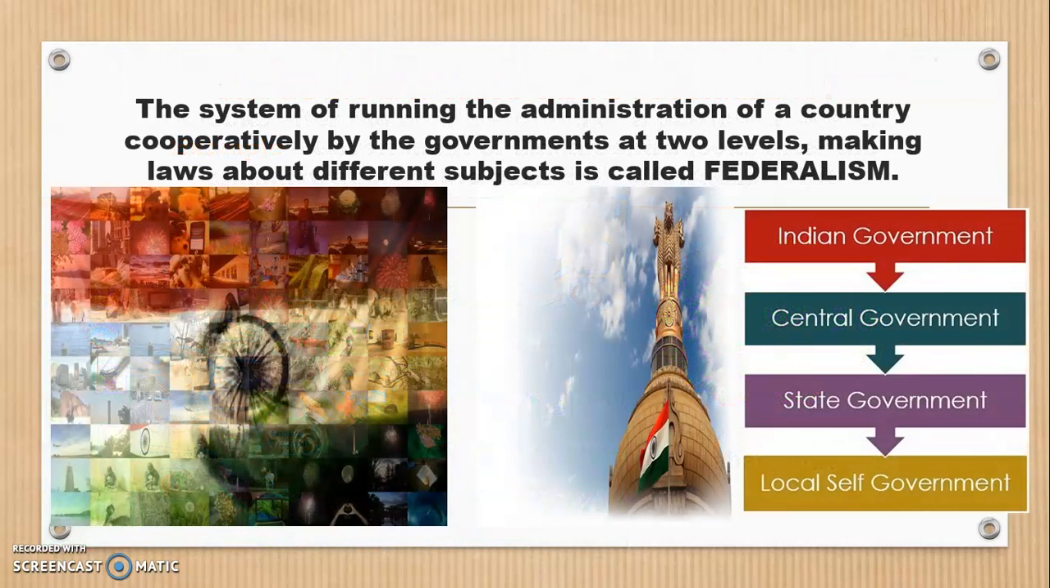Okay, so the system of running the administration of a country cooperatively by the governments at two levels and making laws about different subjects is called federalism. Subjects here does not mean history and geography. Subject means things like finance, internal matters, that is military force, police force, economics, agriculture. You can see the pictures right in front of you: what is federalism and how the Indian government is divided into a two-level system.